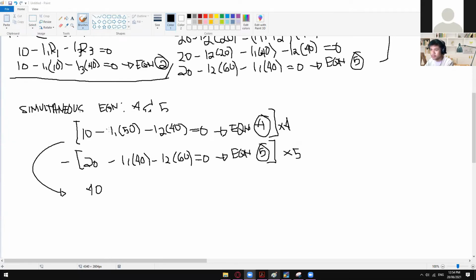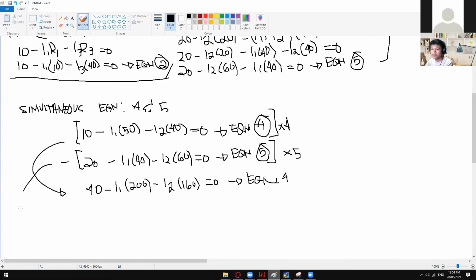So again, just multiply this equation by 4. So 10 times 4 will become 40, and still a negative, minus I1. So 4 times 50 will become 200, and then still negative, minus I2. And this one will become 160. So 40 times 4 is 160. Okay, equal to 0. So this is now our equation number 4.